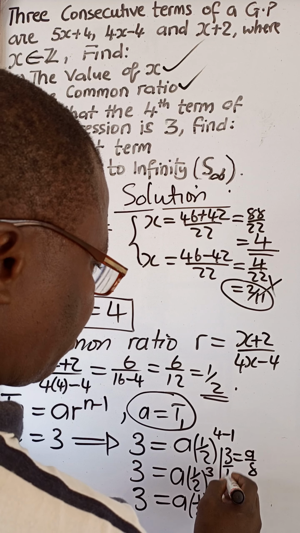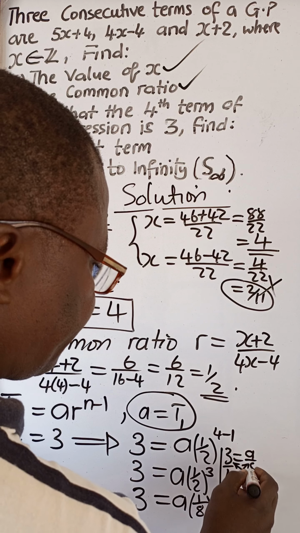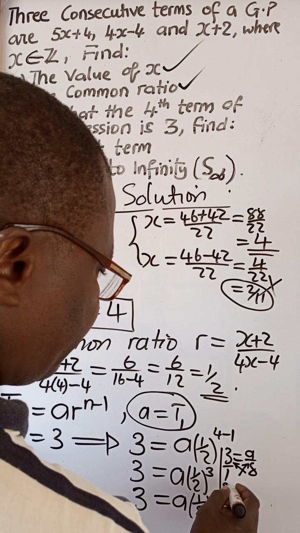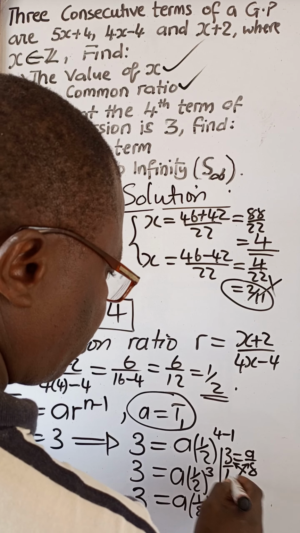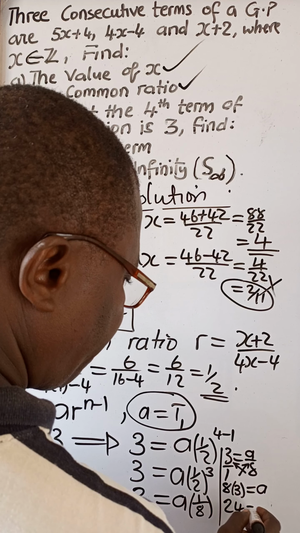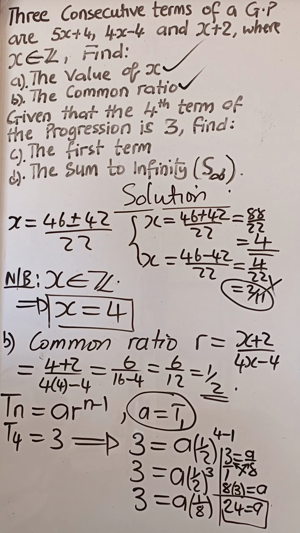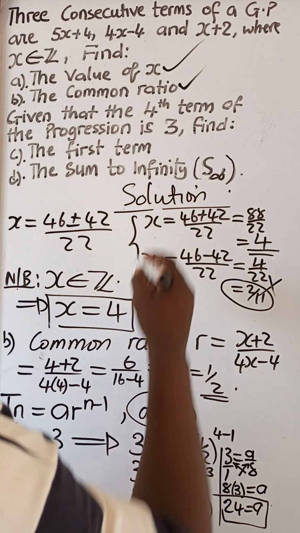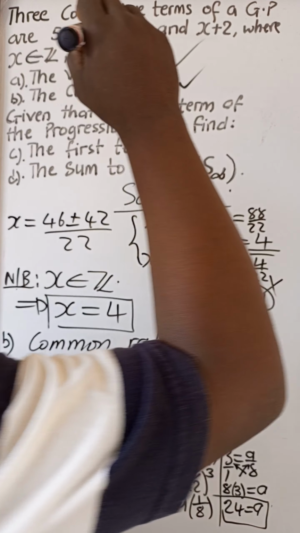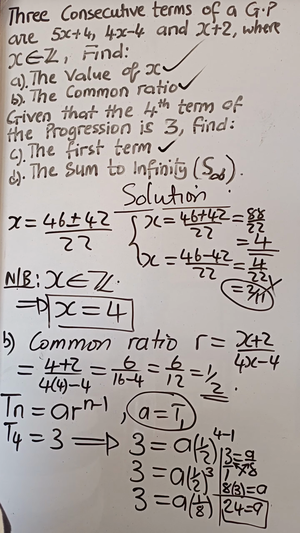Now, this is a fraction. We can always make this a fraction so that we cross multiply. 8 multiplied by 3 is equal to 1 multiplied by a. And so you see the value of a is 24. So our first term is 24. So we found the answer to question C. Our first term is 24.